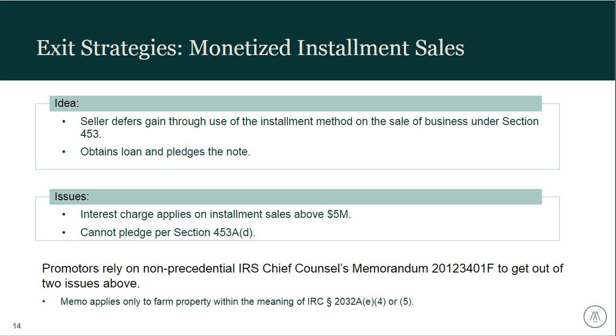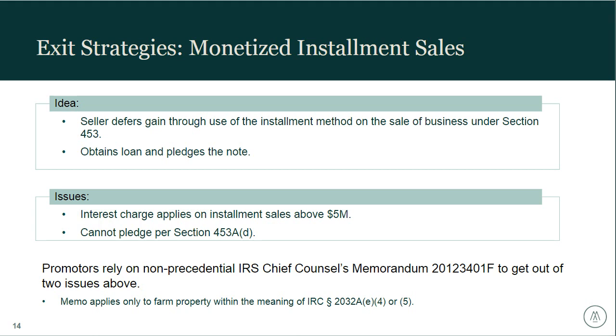So there are a couple of issues with this. One is that the IRS does charge interest on an installment note over $5 million. The second is that if a taxpayer pledges the note to a bank to obtain a loan, that's considered a sale. So there's a prohibition on pledging that note for cash. And then there's also an interest charge.